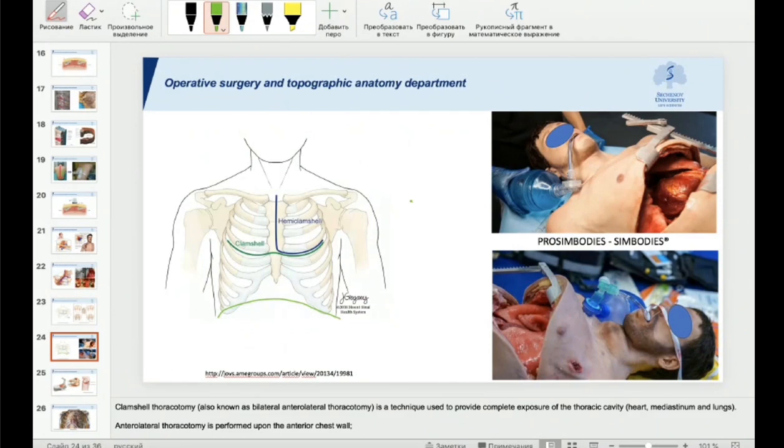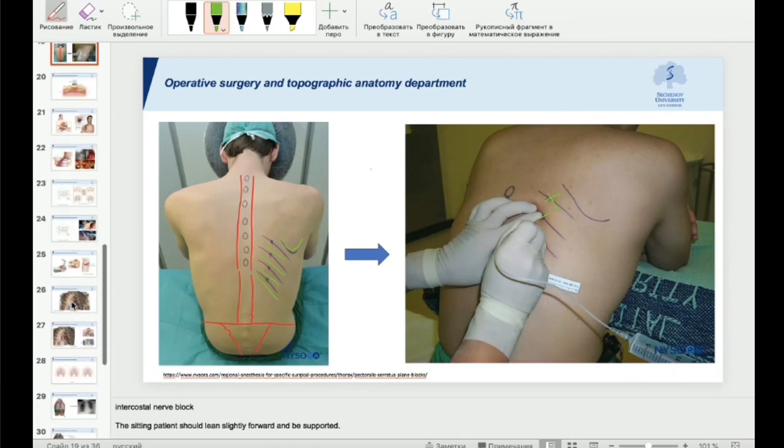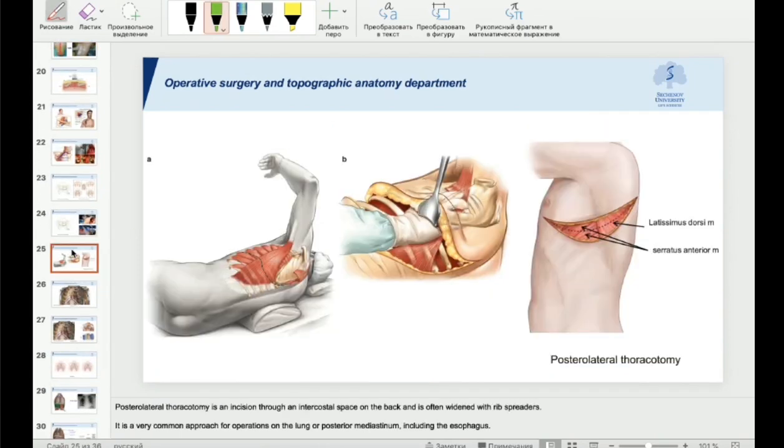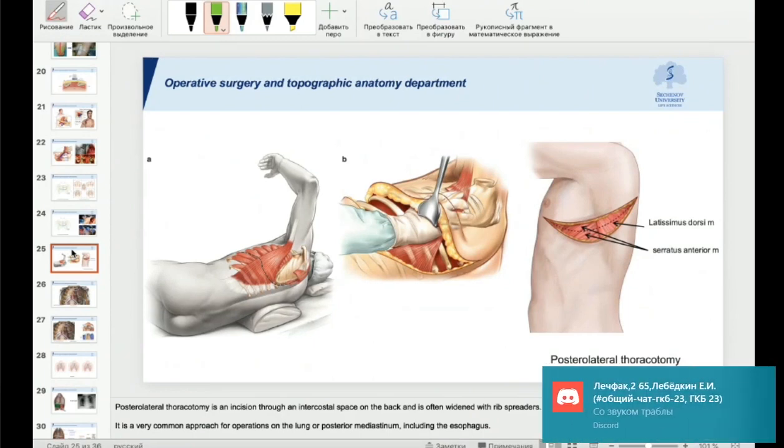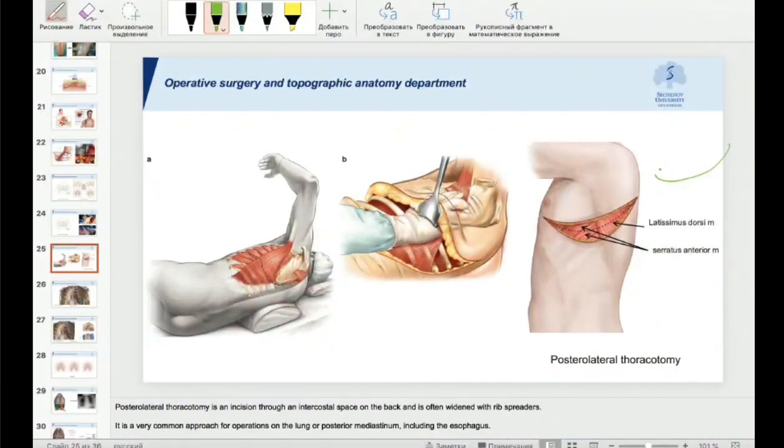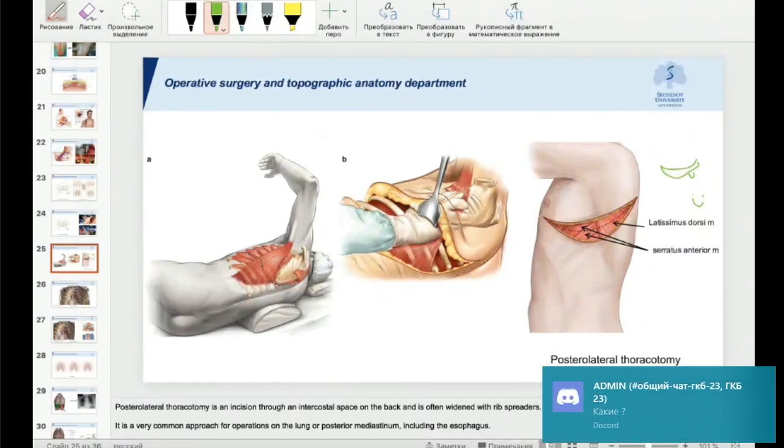So what else can we make? Which accesses, if we are going to make the operation on the heart or the lung or the posterior mediastinum, we can use posterolateral thoracotomy. It looks like a smile, like this. It's not a real smile, but it can be memorized a little bit according to the very simple pictures which you use in your conversation.